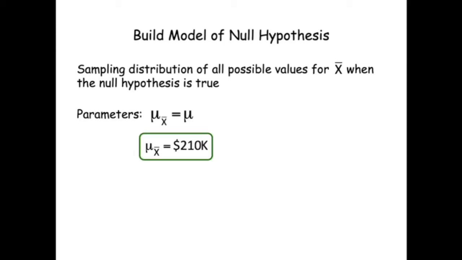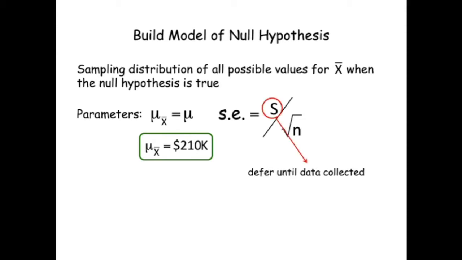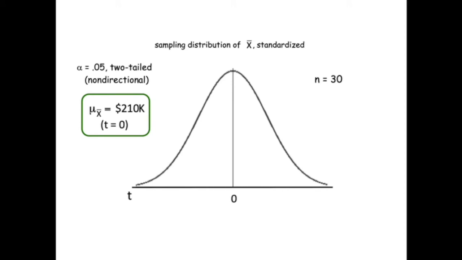The model that represents the null hypothesis is a sampling distribution of all possible values for x bar when the null hypothesis is true. The mean, mu x bar, is equal to the population mean, and its standard error is estimated by dividing the sample standard deviation by the square root of n. Because the calculation is based on sample data, we can't determine the standard error until we collect our data. Here is the sampling distribution. The x-axis shows all possible values for x bar standardized to t values.